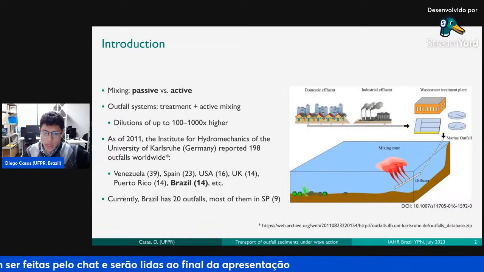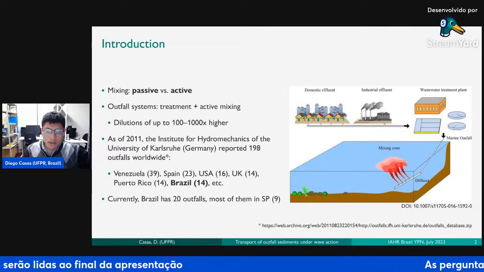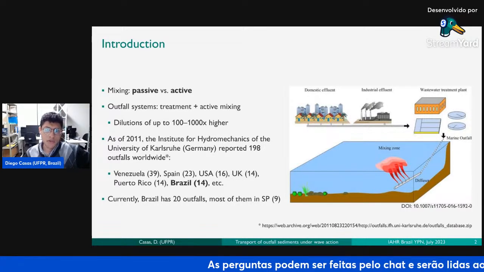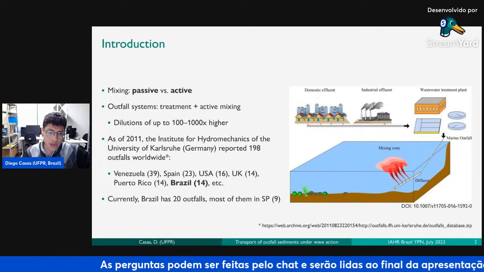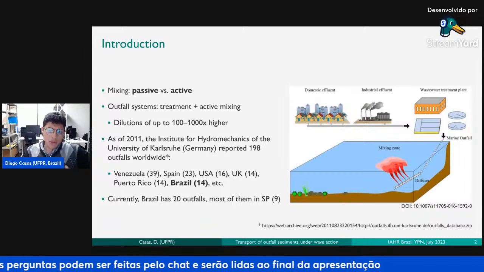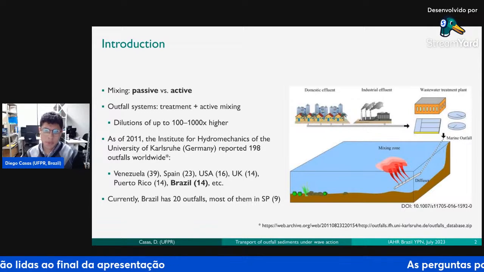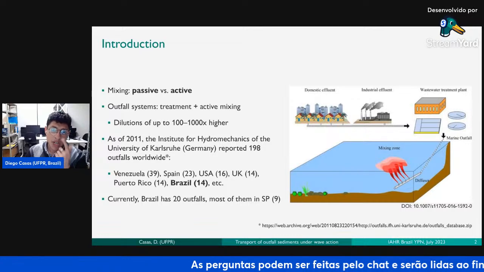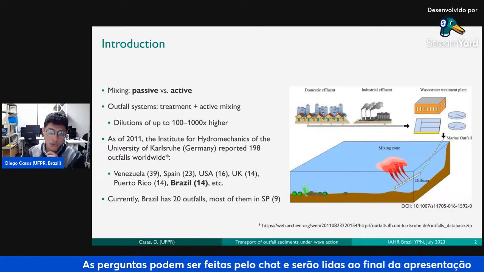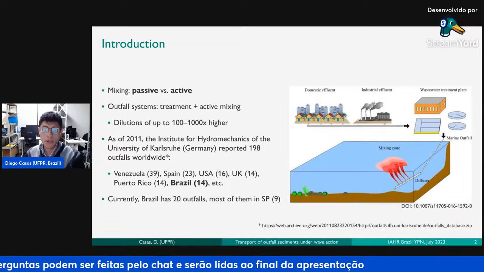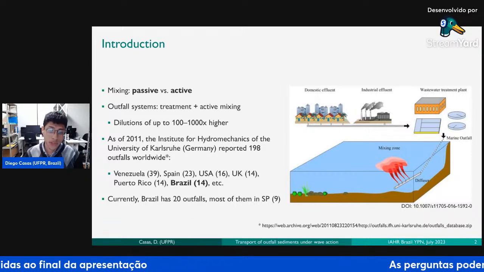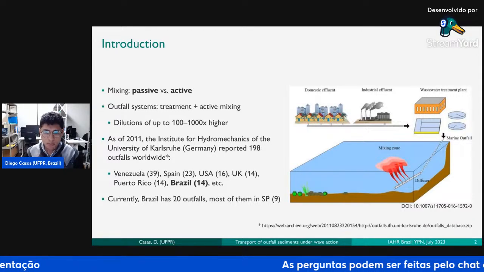Okay, and about ocean outfalls, we have a survey from 2011 by the Institute of Hydrodynamics of the Karlsruhe University in Germany. It reported about 200 outfalls worldwide, most of them in countries like Venezuela, Spain, United States, United Kingdom, Puerto Rico, and in Brazil, it reported about 14 outfalls. However, we currently have about 20 outfalls in Brazil. Most of them are located in São Paulo state, about 9 of them.